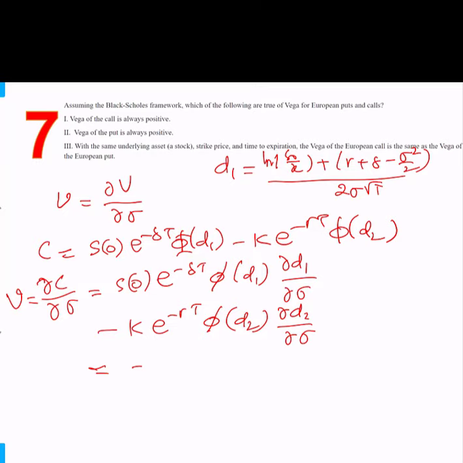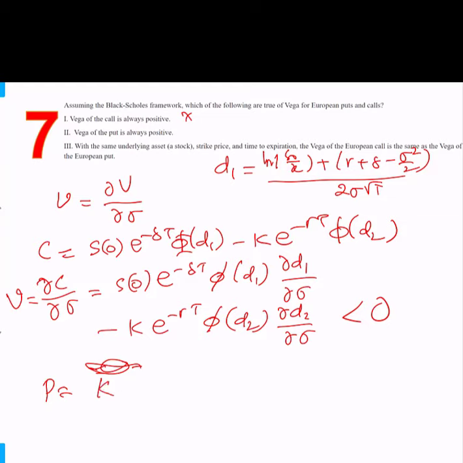So this should be negative, and then the first derivative of d2 should be positive with a minus sign. So eventually vega here should be negative for the call option. So number 1 is incorrect.